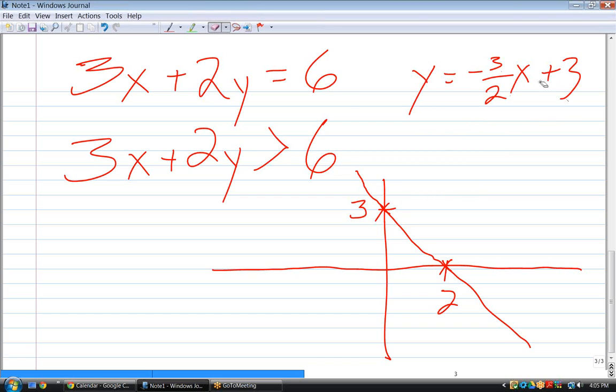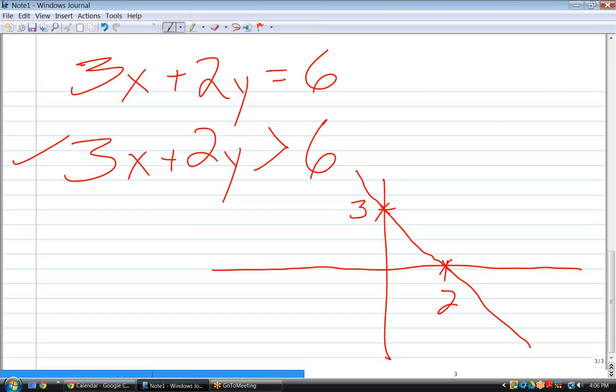In other words, there's no need to put it in slope-intercept format if you don't have to, but it's always good to know that that's just a different format than this. This is standard, this is slope-intercept. There's also point-slope. I don't know if you've learned point-slope or not, but there's lots of formats. All right. Now, let's talk about the lower one.